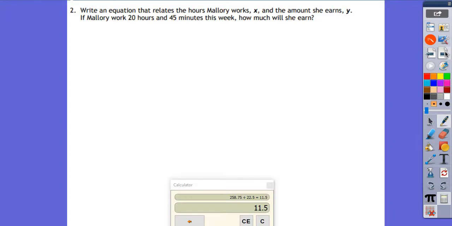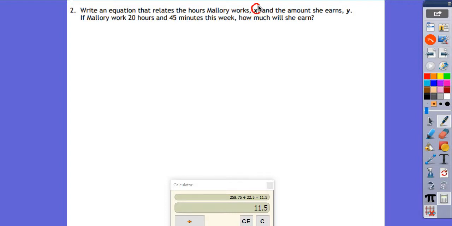So, number 2, they say, first, we're going to write an equation that relates the hours Mallory works, X, and the amount she earns, Y. So we first have to write an equation. And we wrote something on our sticky note about equations. What did that star say? Sometimes they tell us to use different letters for Y and X.